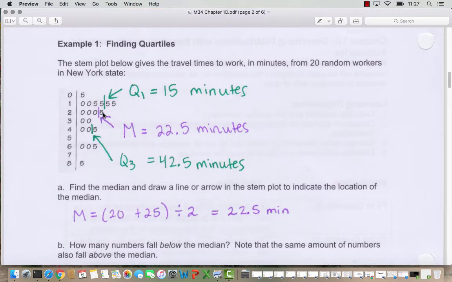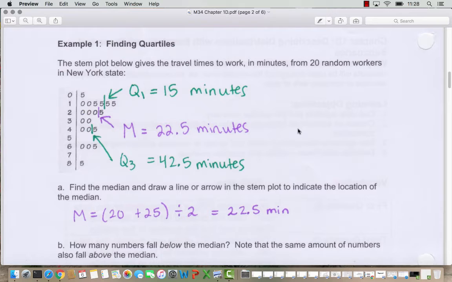we see this purple bar I've drawn between 20 and 25 minutes. We can average those two values because we have an even number of data points here. The average is 22.5 minutes. So that's our midpoint of the data set.